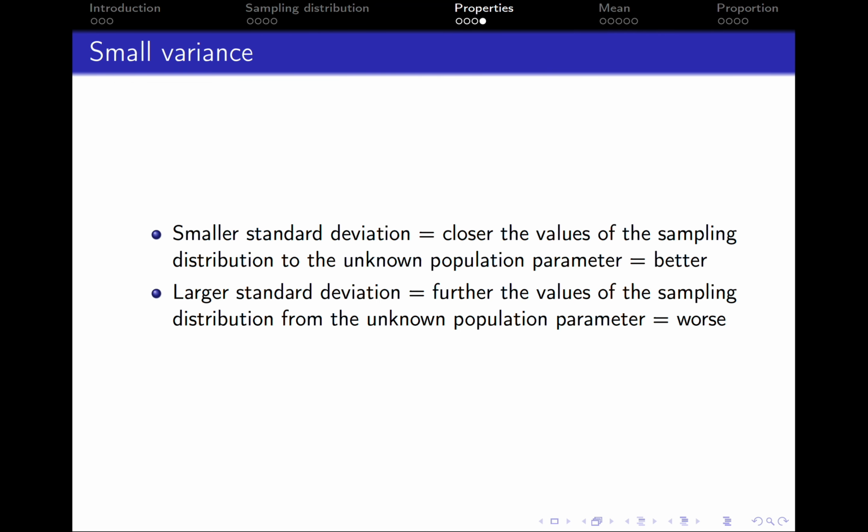So in conclusion, the smallest standard deviation means that the values of the sampling distribution are closer to the unknown population parameter, which is better for us. That means that the sample statistic that we have is a good representation of the unknown population parameter. And on the other hand, the largest standard deviation means that the values of the sampling distribution are further away from the unknown population parameter, which is worse for us, because that means that the sample statistic that we've got is not a very precise representation of the unknown population parameter.